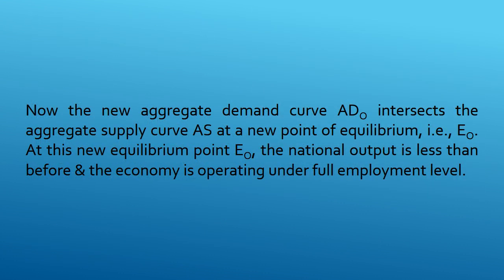Now the new aggregate demand curve AD0 intersects the aggregate supply curve AS at a new point of equilibrium, that is, E0. At this new equilibrium point E0, the national output is less than before and the economy is operating under full employment level.